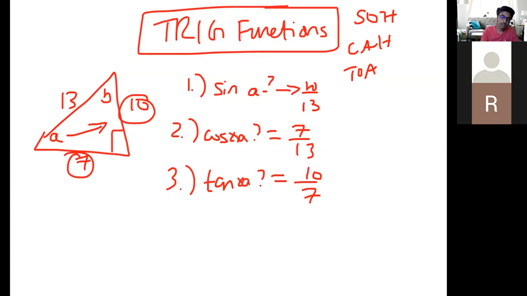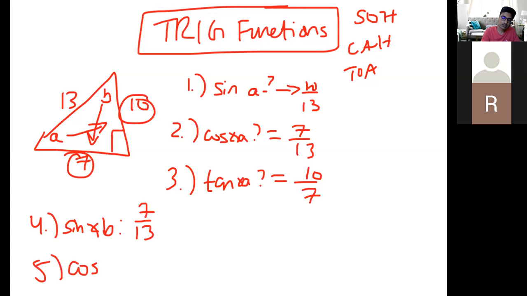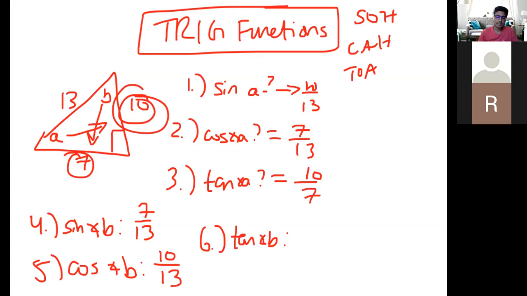And lastly, if you were to do this for angle B, so say I want to do the sine of angle B, remember it is opposite over hypotenuse. So opposite of angle B is 7 over the hypotenuse, which is 13. If we want to do the cosine of angle B, that's going to be adjacent, which is the side length of 10, divided by the hypotenuse, which is 13. And then lastly, if we have the tangent of angle B, that means opposite divided by adjacent. So opposite, which is 7, divided by the adjacent, which is 10.